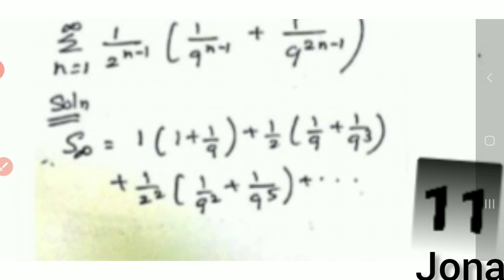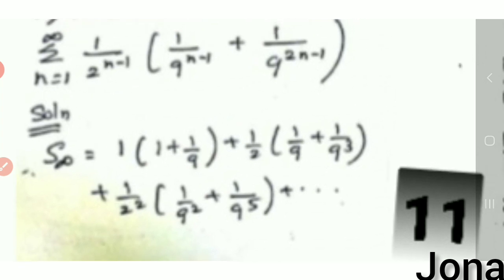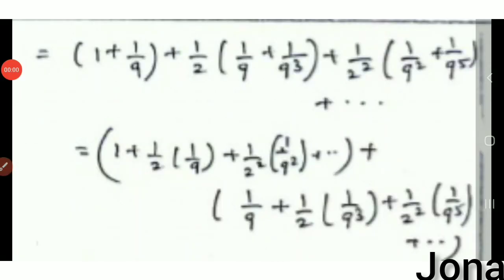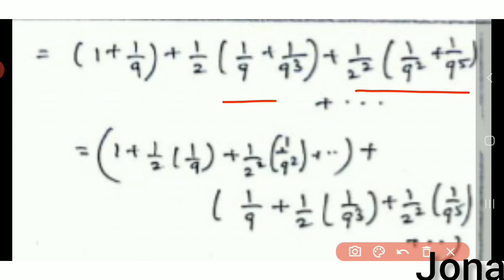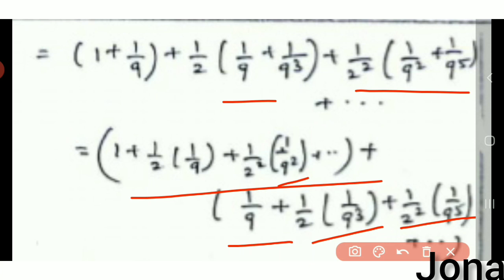So S infinity equals 1 plus 1/9 plus 1/2 into 1/9 plus 1/9³ plus 1/2² into 1/9² plus 1/9⁵ plus etc. So the expansion is, the first one, 1 plus 1/2 into 1/9 plus 1/2² into 1/9² plus etc. And for the second one, 1/9 plus 1/2 into 1/9³ plus 1/2² into 1/9⁵. Like this it goes on.